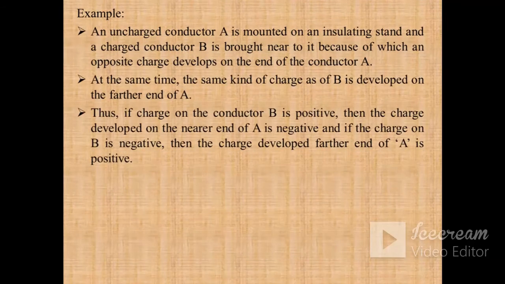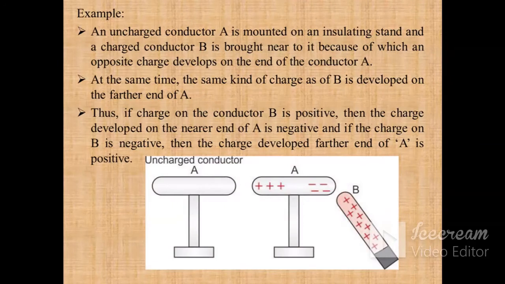For example, an uncharged conductor A is mounted on an insulating stand, and a charged conductor is brought near to it, because of which an opposite charge develops on the end of the conductor A. So this is the positive charge. Now due to induction, the negative charge gets induced at this end, and at the same time the same kind of charge as B is developed on the farther end of A, and here positive charge is developed.